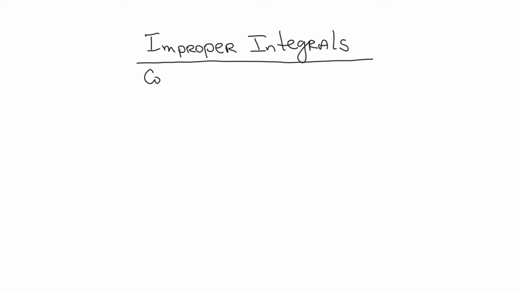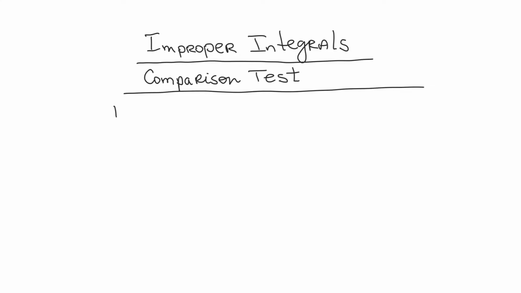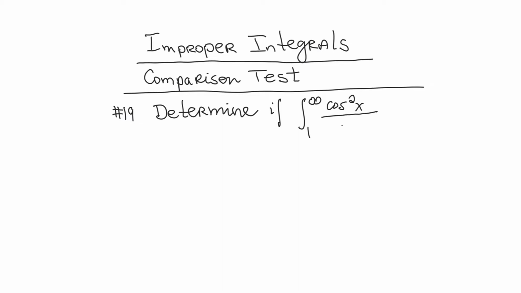In this video, we're going to determine if an improper integral converges or diverges by using the comparison test for improper integrals. So here's our integral. We want to determine if the integral from 1 to infinity of cosine squared of x divided by x to the fourth power converges or diverges.